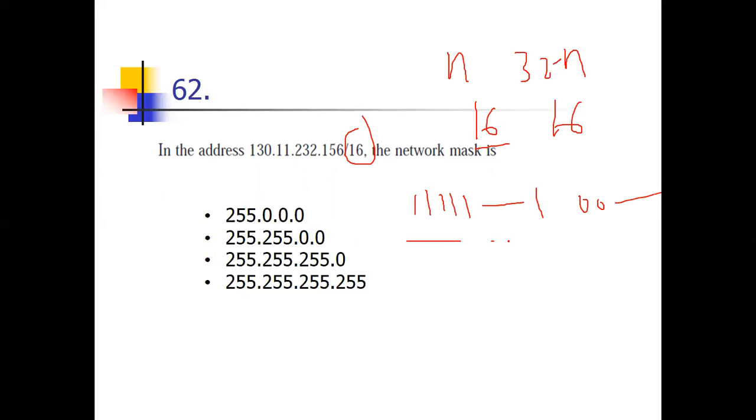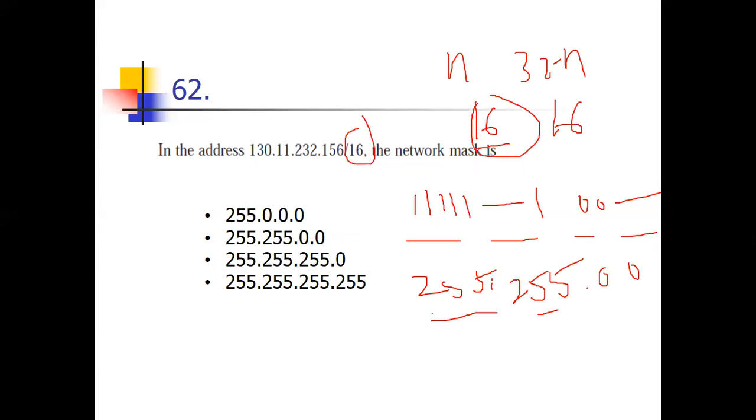It will make the combination of 8 and 8. So 8 ones is 255, again 8 ones is 255, 8 zeros is 0, and again 8 zeros is 0. The subnet mask is 255.255.0.0. Again, listen: 16 ones means 8 ones and 8 ones, 255, 255. 16 zeros means 8 zeros and 8 zeros, 0, 0. The subnet mask is 255.255.0.0.